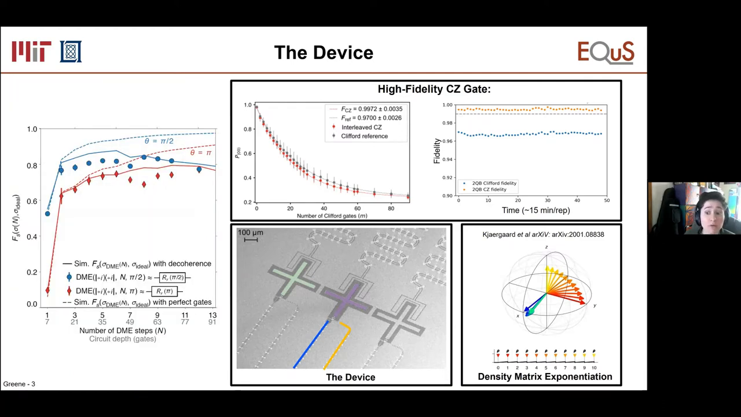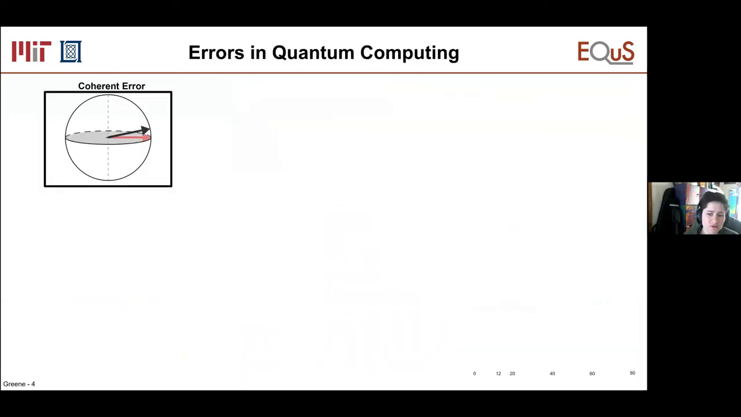You see, when we were implementing density matrix exponentiation, we were running circuits of a much greater depth than we had before, almost 100 gates long. And that meant that we were experiencing errors in a regime that was new to us and came up with a new tool to deal with them. There are roughly three basic kinds of errors in quantum computing.